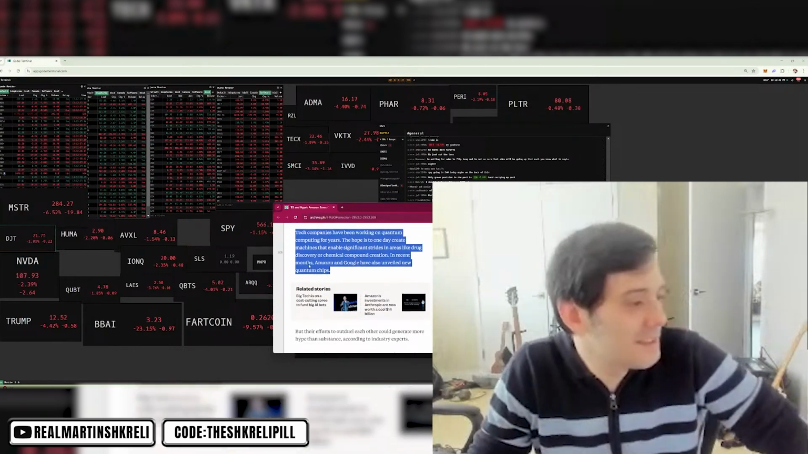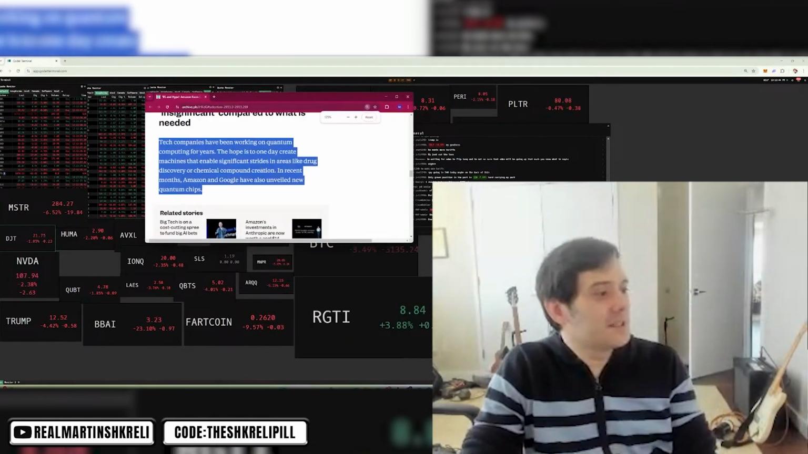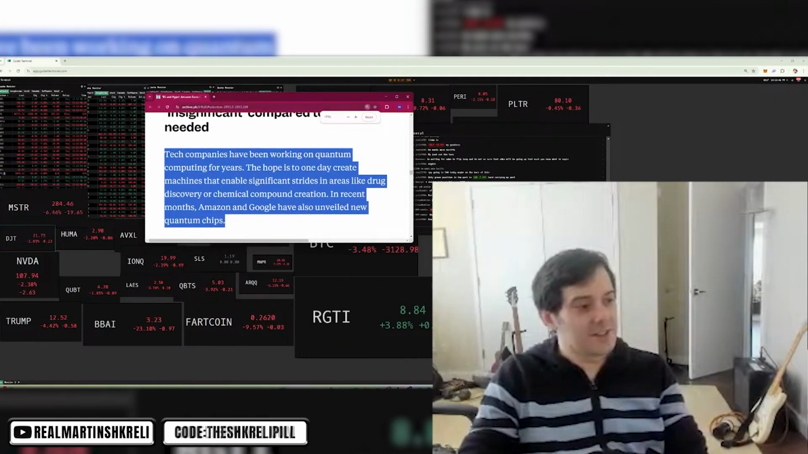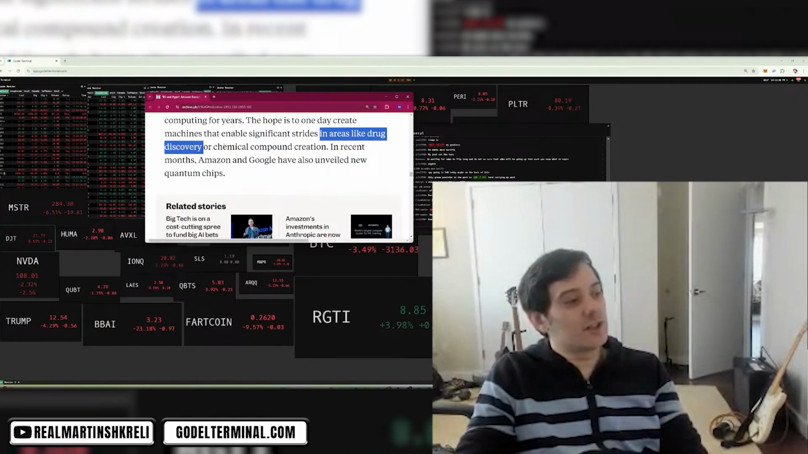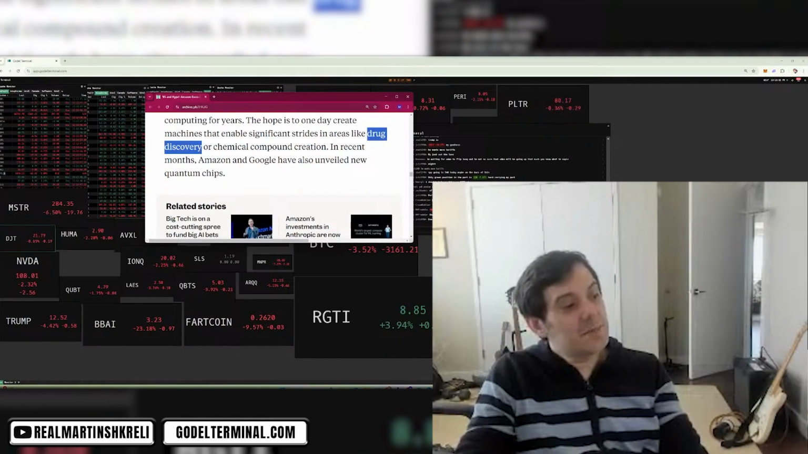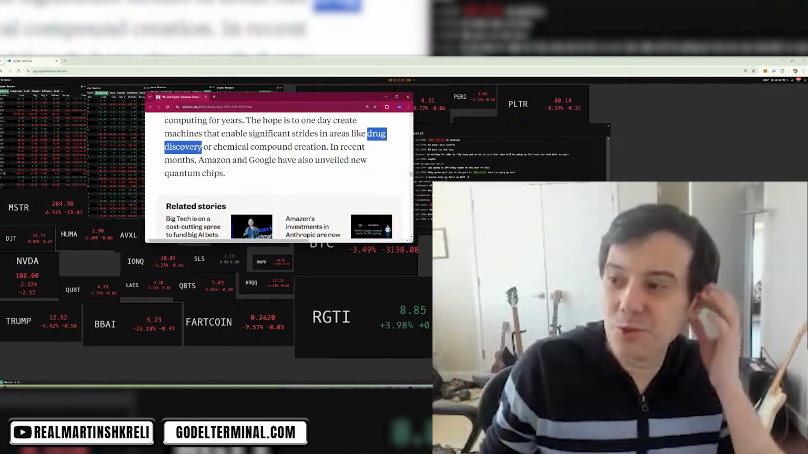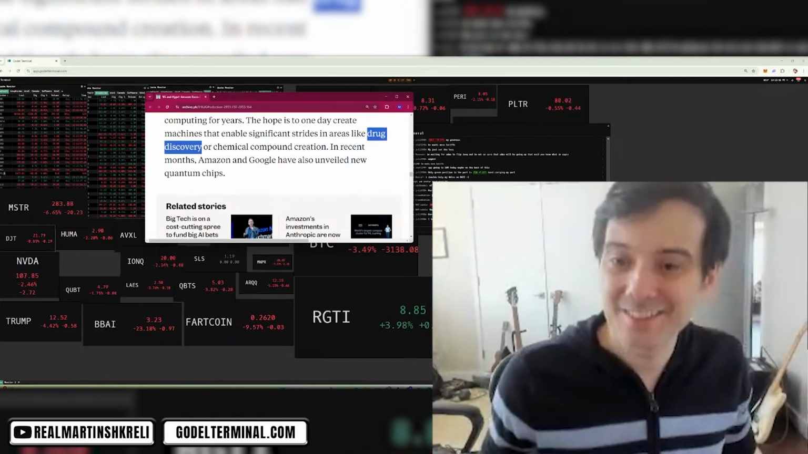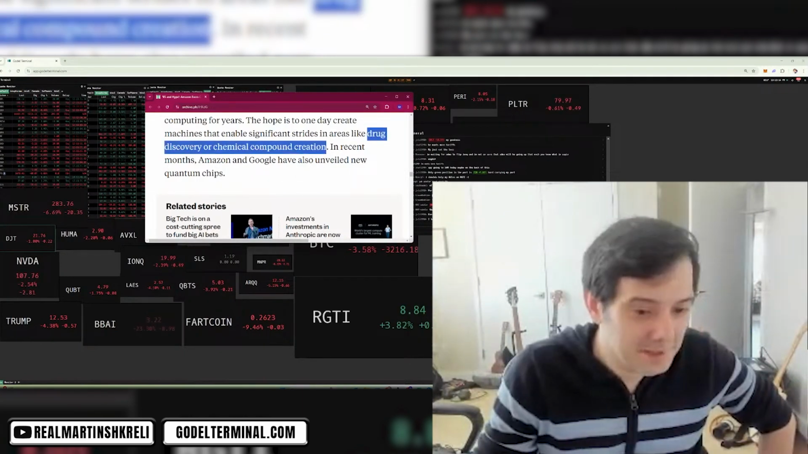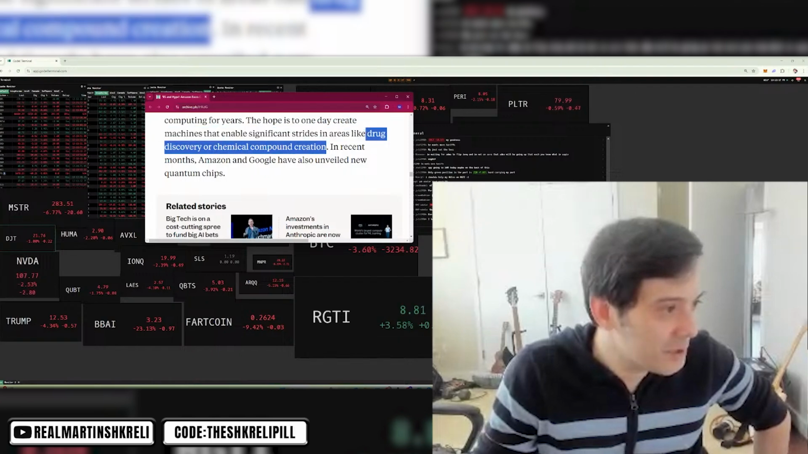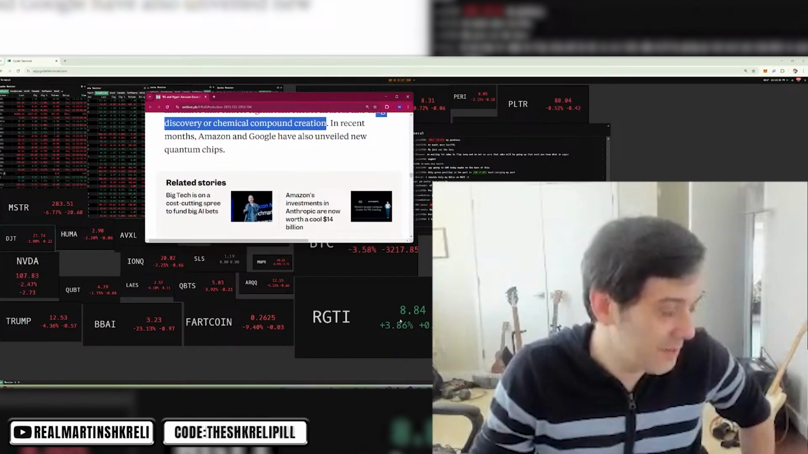I love that they say this. Tech companies have been working on quantum computing for years. The hope is to one day create machines that enable significant strides in areas like drug discovery. Hold on. Did anybody ever ask somebody, do you guys in drug discovery need this? Because I have a comment. Or chemical compound creation. Did the quantum people ever talk to the drug people? We don't need this. No, the article is why Rigetti dropped.